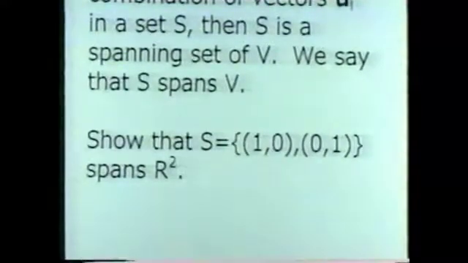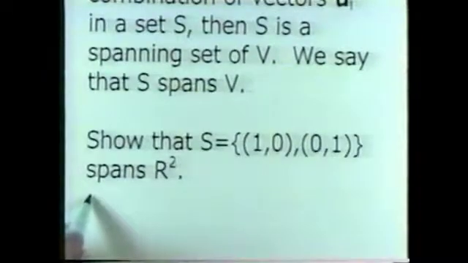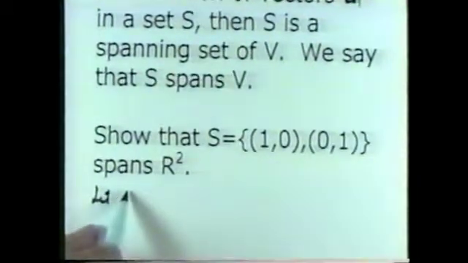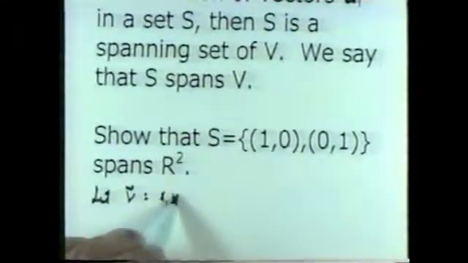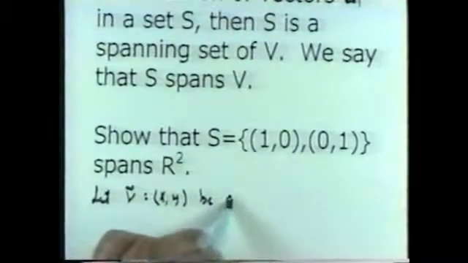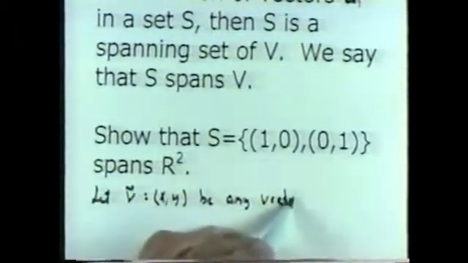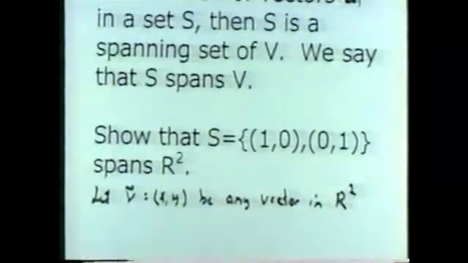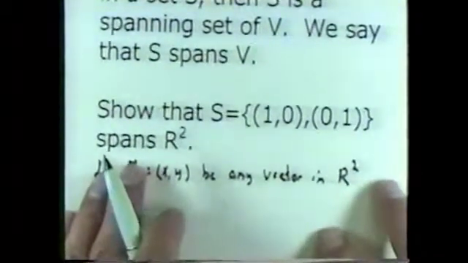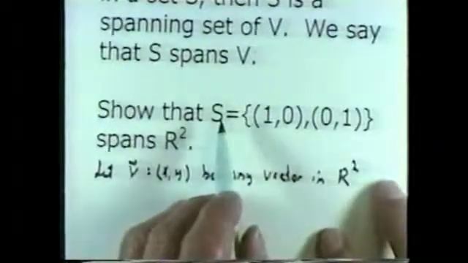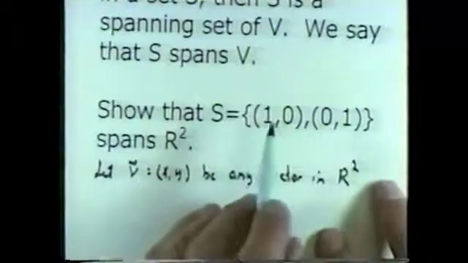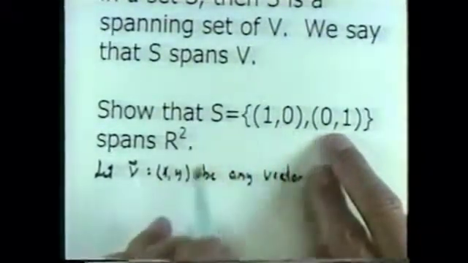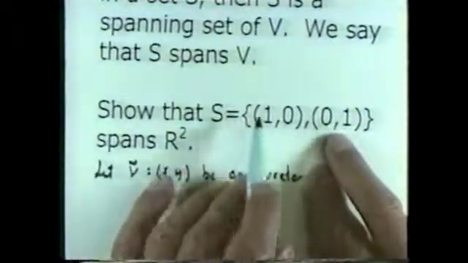Show that S equal to {(1, 0), (0, 1)} spans R squared. Well, let v equal to (x, y) be any vector in R squared. Well then, if S spans R squared, then I must show that (x, y) can be written as a linear combination of the vectors in S.